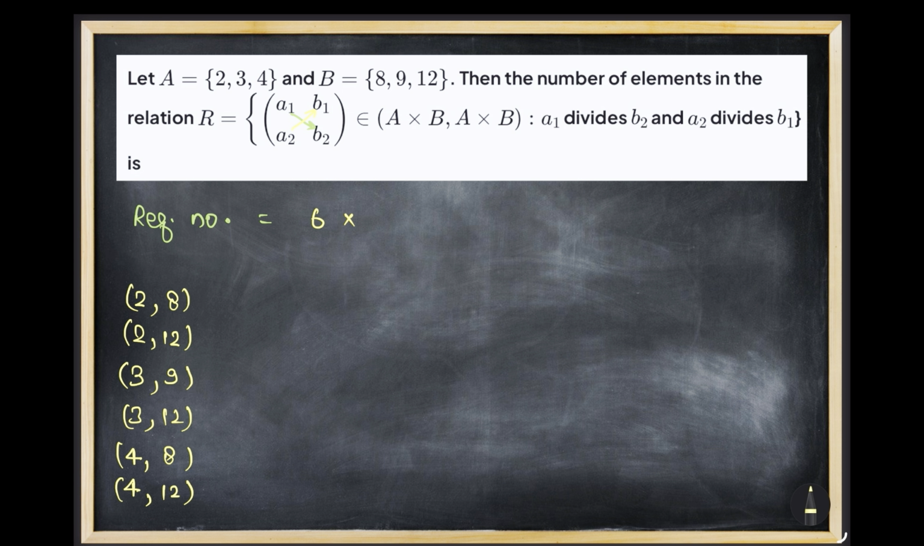Now again, you need to make sure that A2 divides B1. So don't you think you will have the same situation? The same 6 cases you will have. So 6. Now your task is completed? Yes. Hence the required number is 36. So there will be 36 possible cases, 36 possible elements will be there in the relation.